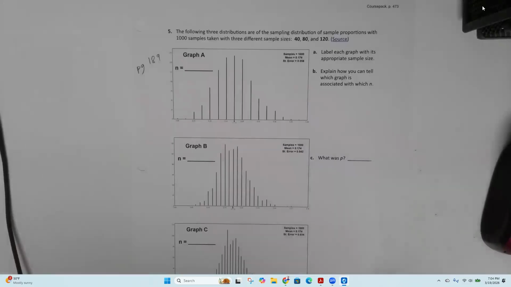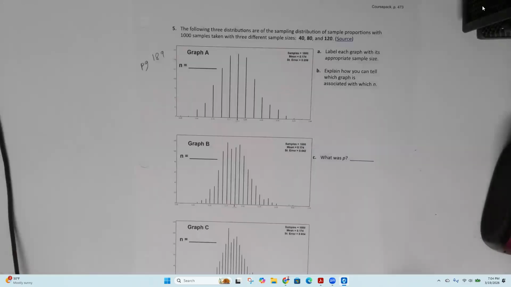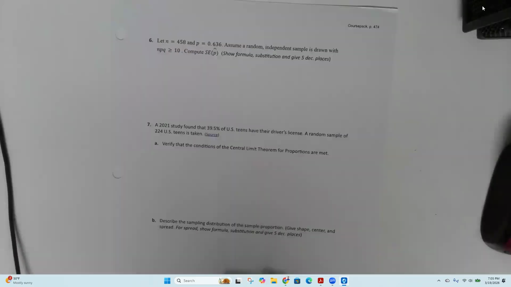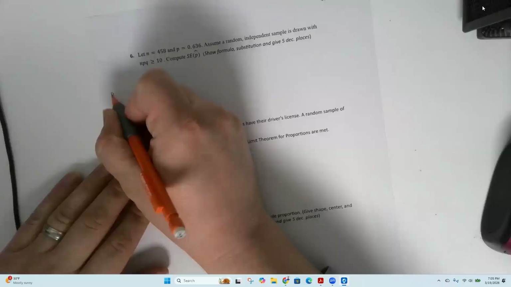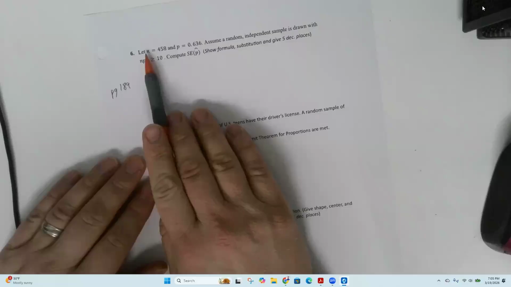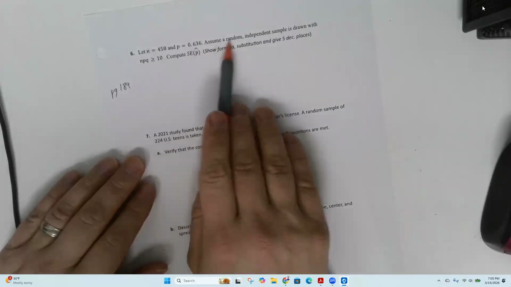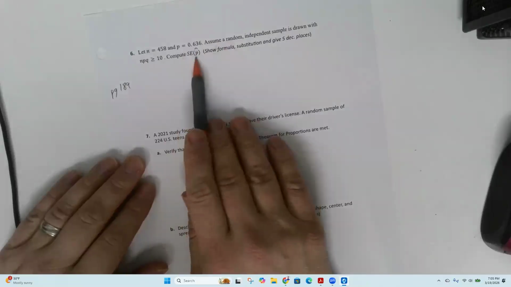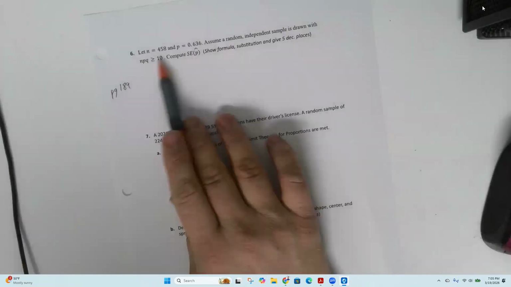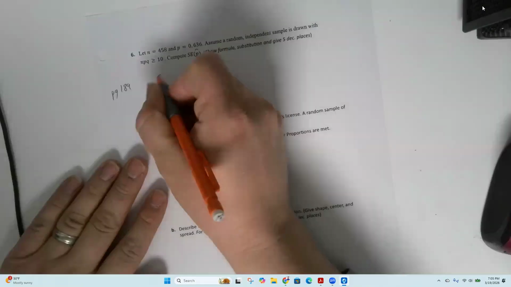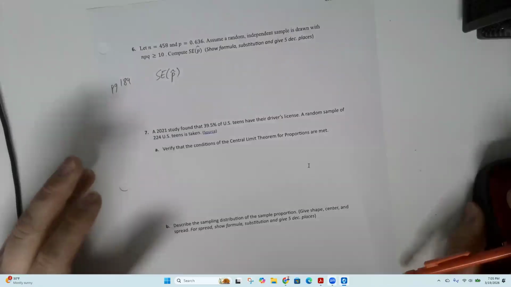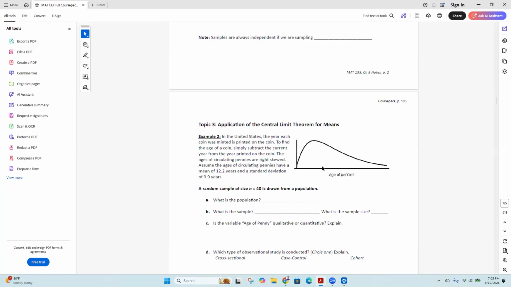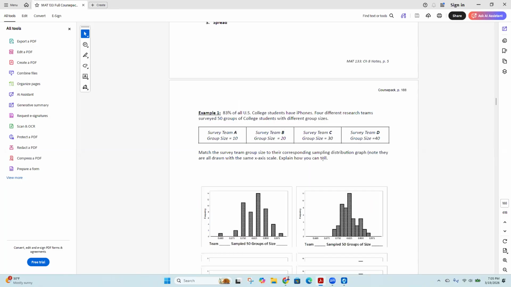Let's go to the next page. Page 474. So on page 474, we have page 189. N is this, P is this, assume a random independent sample, blah, blah, blah, compute SEP hat. So here, page 189, I'll pull it up in the course pack, is the central limit theorem for proportions. Where is it?